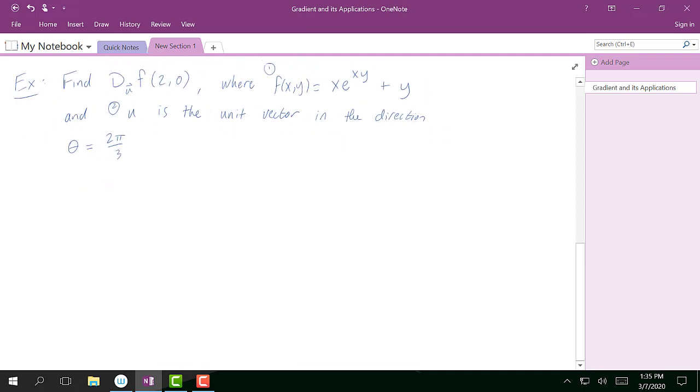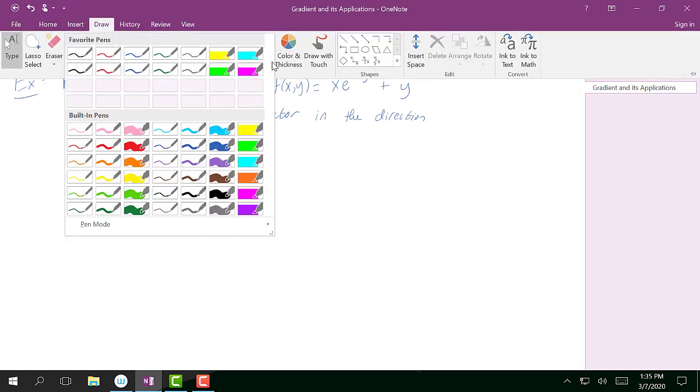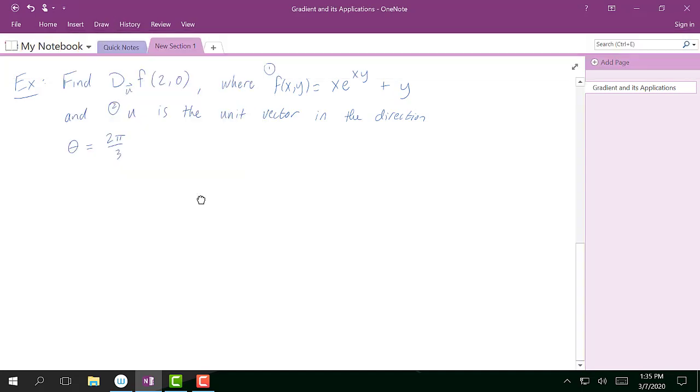Okay, so let's go ahead and read this one more time. I was going to make sure that the question makes sense before we go on. So we're finding the directional derivative of the given function f at the point (2, 0) in the direction of the unit vector that makes an angle of 2π/3 with the positive x-axis.